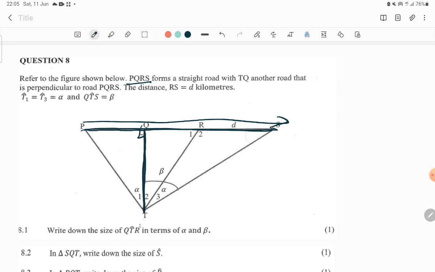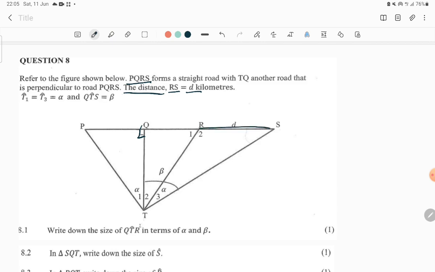Now, the distance RS is equal to d kilometers. So the distance RS is equal to d kilometers. This is what is given there. Then T1, where is T1? T1 and T3 are equal to each other, and they are equal to alpha. That is information that is given.